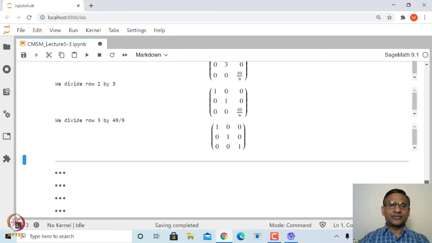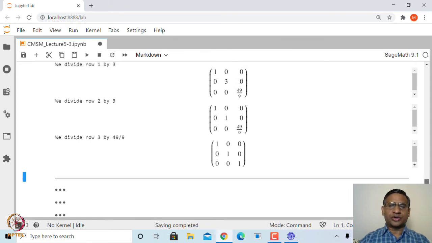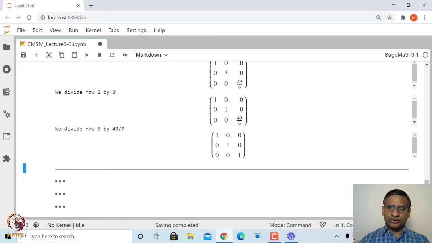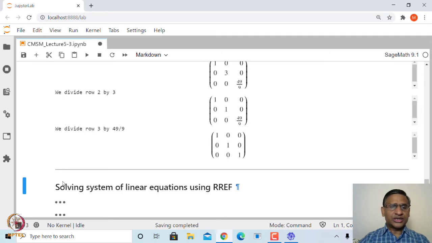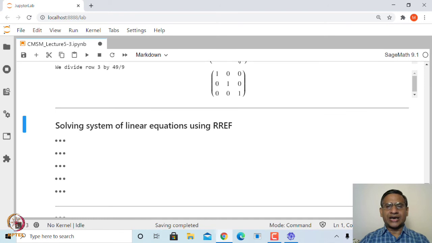And so, this row echelon form or reduced row echelon form is very useful. You can use it for solving systems of linear equations, and many other computations in linear algebra actually boil down to elementary row operations. So, we will keep coming back to this, we will keep using this RREF in several concepts, especially when we want to do certain computations. So, let us look at how we can solve a system of linear equations using RREF.